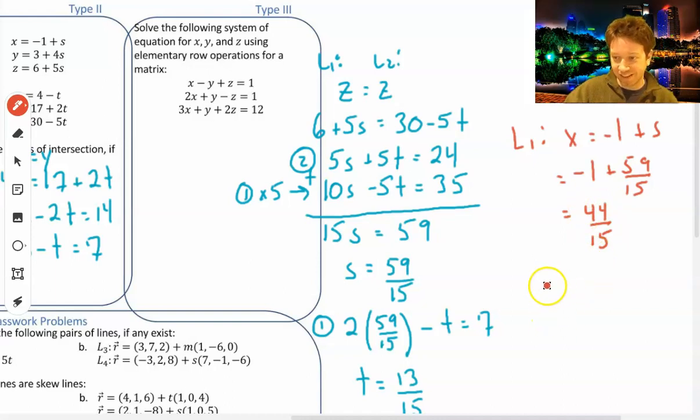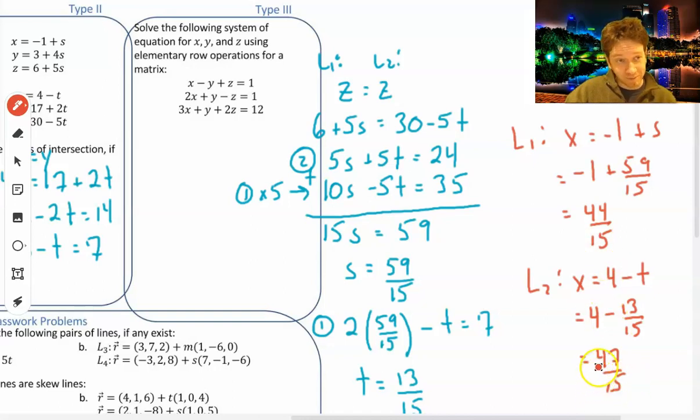So that's the value of x in line 1. Now if we did it for line 2, our equation for line 2 is over here. For x, 4 minus t. So x equals 4 minus t. All right, so that's 4 minus t, which is 13 over 15. And that actually equals 47 over 15.